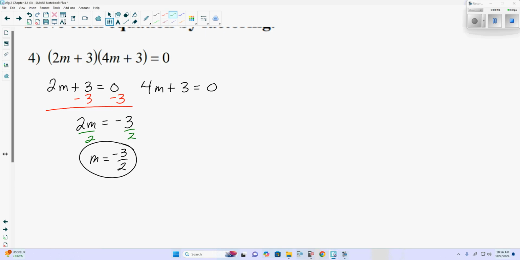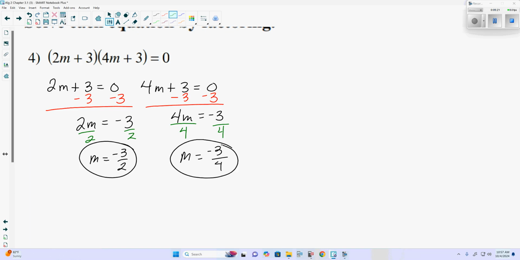The other one, 4m plus 3 equals 0. First thing we can do is subtract 3 again, telling us 4m is equal to negative 3. Then we would divide by 4, telling us m is equal to negative 3/4. Neither one of these simplify, so they're just negative 3/2 and negative 3/4. And that's it.